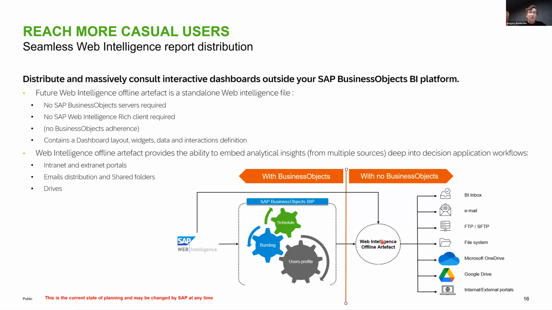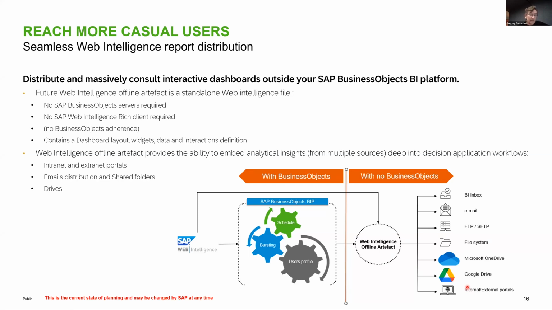This offline artifact will have no adherence on the BusinessObjects platform. By no adherence, it means it will be completely independent of the BusinessObjects platform or of your rich client. It will be like a PDF file, but with the data and the interactions, and you can share them and use them wherever you want. Distribute via email, share on a file, on an FTP server, on a file system, in your drives, or even embed this Web Intelligence offline artifact in your internal or external portal.